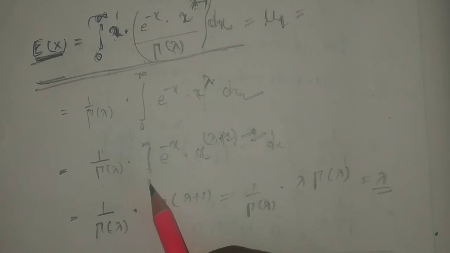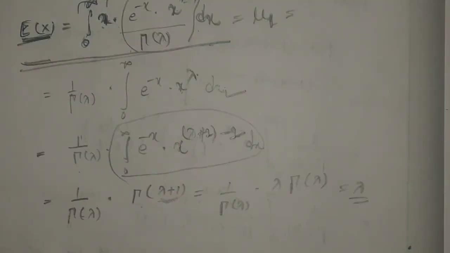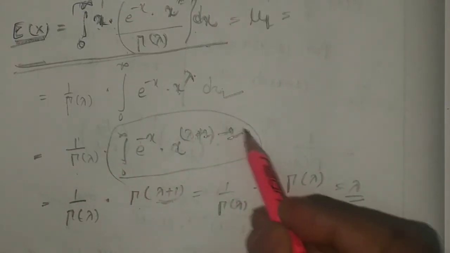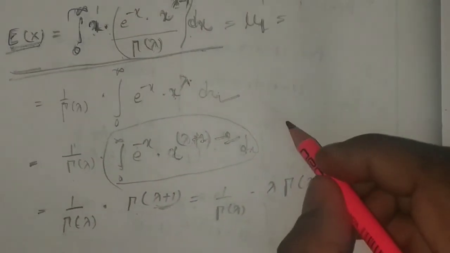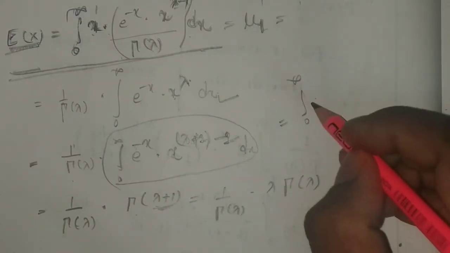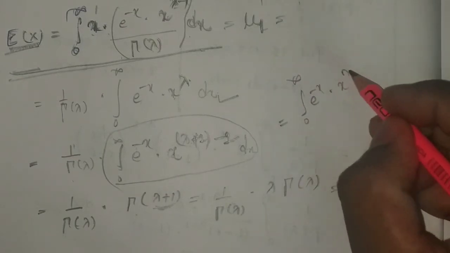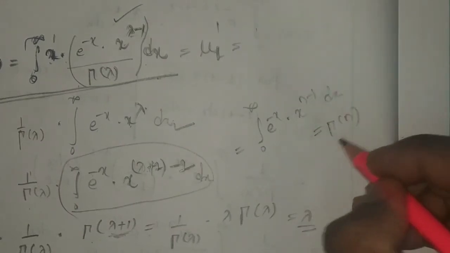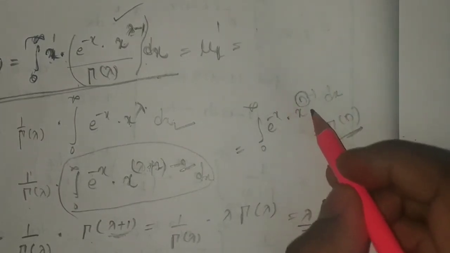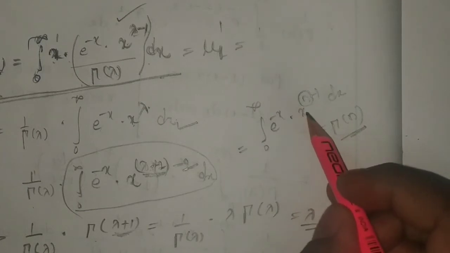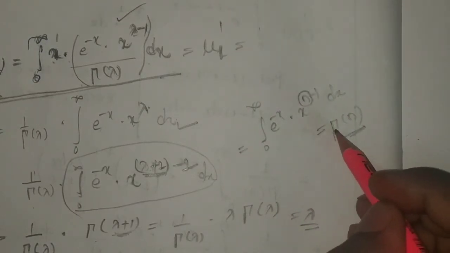So what is this? This value will be how much? See, we know that in general 0 to infinity e to the minus x into x to the power n minus 1 into dx is nothing but your gamma n, right? So instead of n, here how much? Gamma lambda plus 1 is there.